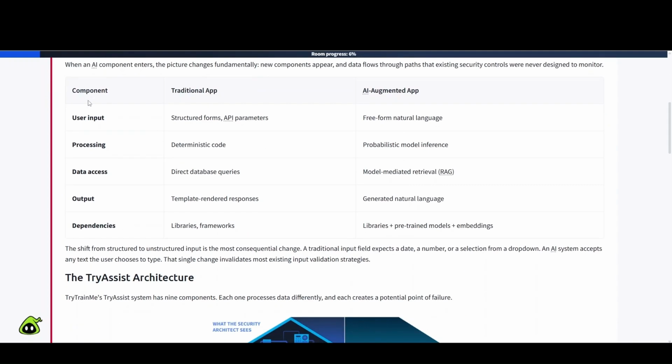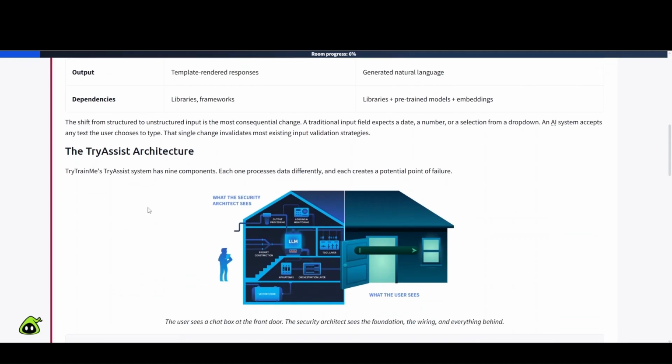So let's take a look at this table here. We've got component, traditional app, and the AI-augmented app. User input: structured forms, API parameters, versus freeform natural language. Processing: deterministic code versus probabilistic model inference. Data access: direct database queries versus model-mediated retrieval, RAG. Output: template-rendered responses versus generated natural language. Dependencies: libraries and frameworks versus libraries plus pre-trained models plus embeddings.